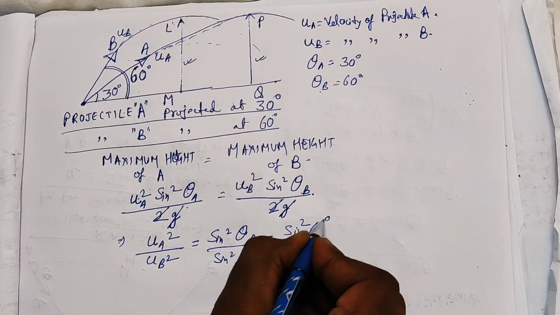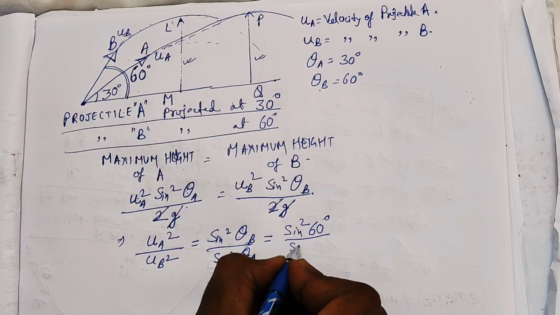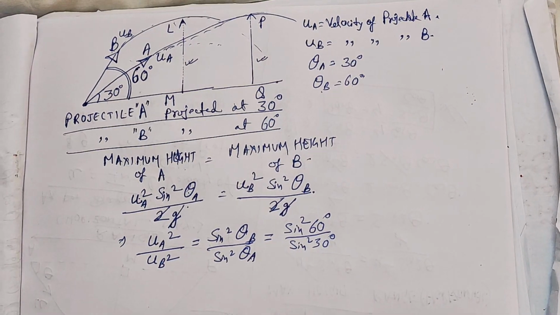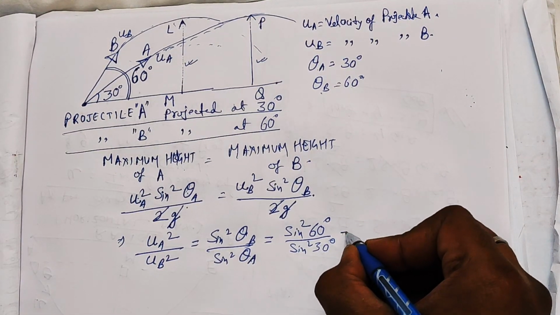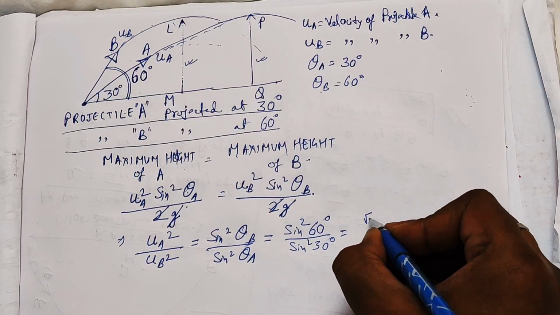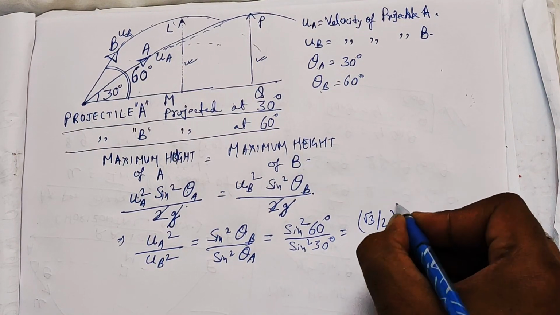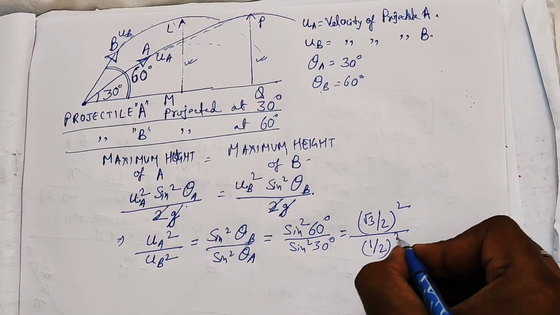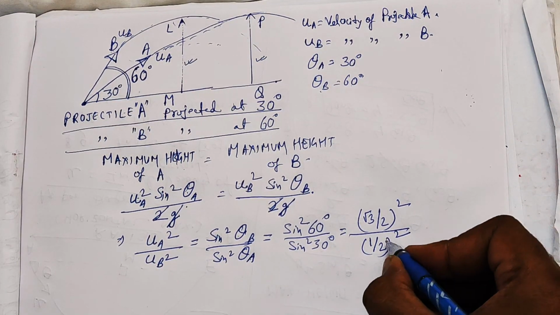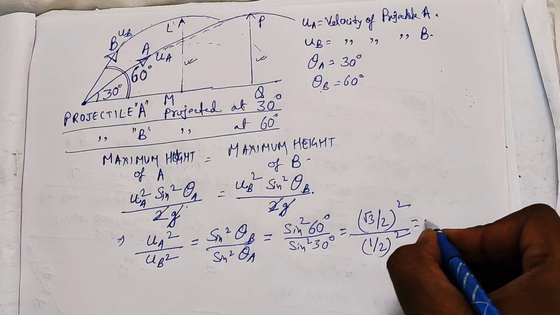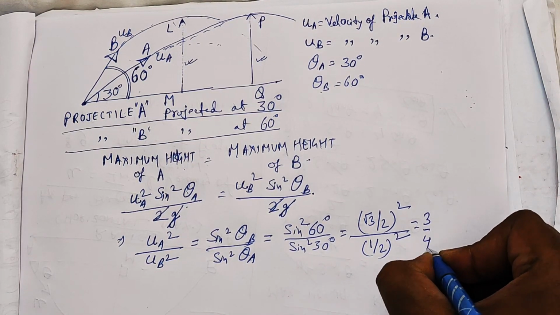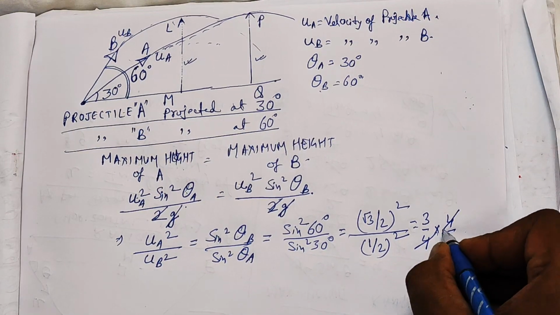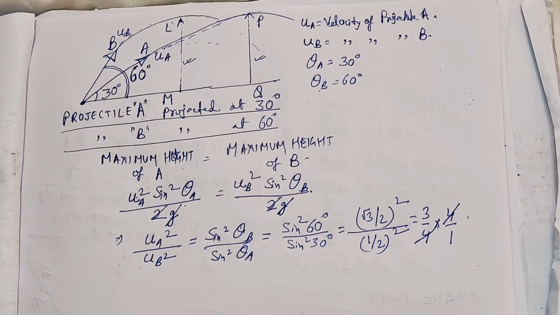So put the values of 60 degree and 30 degree in place of theta B and theta A. So we get in the numerator of RHS sin² 60 degree divided by sin² 30 degree, and the value of sin 60 is √3 by 2. So just put the value over here. So (√3 by 2) whole square divided by (1 by 2) whole square, because sin 30 is 1 by 2. So this will give you 3 by 4 into 4 by 1. 4 will be cancelled out, and we are left with 3 by 1.